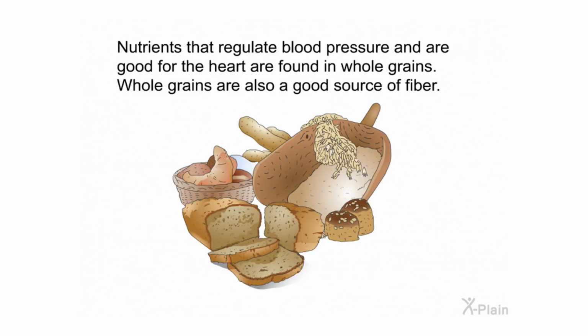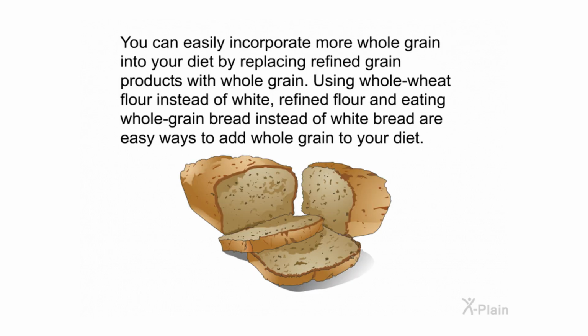Grains. Nutrients that regulate blood pressure and are good for the heart are found in whole grains. Whole grains are also a good source of fiber. You can easily incorporate more whole grain into your diet by replacing refined grain products with whole grain. Using whole wheat flour instead of white refined flour and eating whole grain bread instead of white bread are easy ways to add whole grain to your diet.